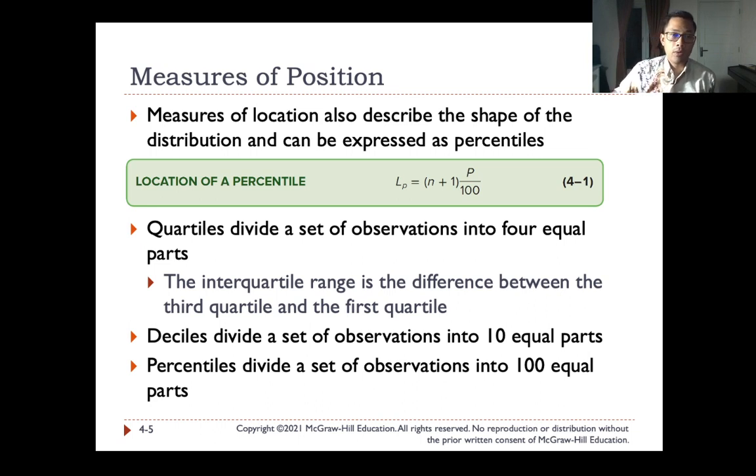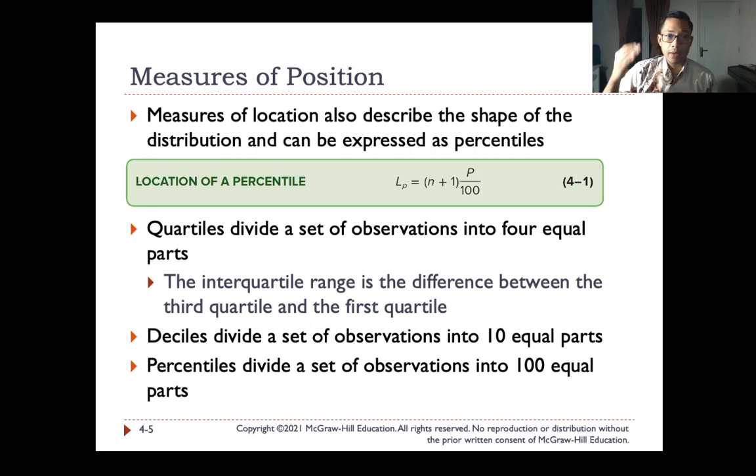Now, in addition to percentiles, we also have quartiles. A quartile divides a set of observations into 4 equal parts. If we have the quartiles, we can calculate what's called the interquartile range. The interquartile range is the difference between the third quartile and the first quartile. Recall, the interquartile range is different from the range, where the range is the difference between the maximum and the minimum values. The interquartile range is the difference between the third and the first quartile.